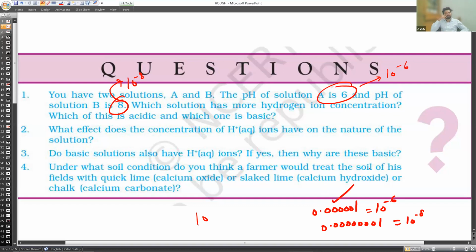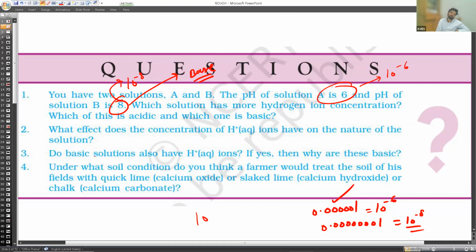So this is very simple. And which is acidic, which one is basic? You see that pH 6 is acidic and pH 8 is greater than 7, so it is basic, okay? Now, notice one thing: pH 8 is basic, but it still has H plus ions, concentration 10 to the power minus 8. So it should be acidic. Why is it basic in nature?